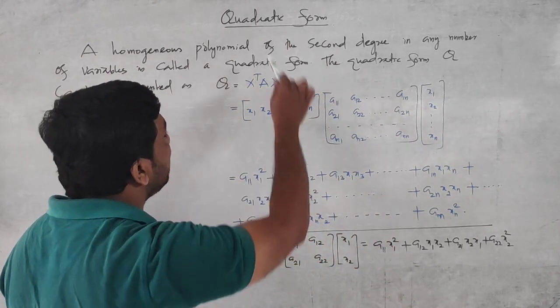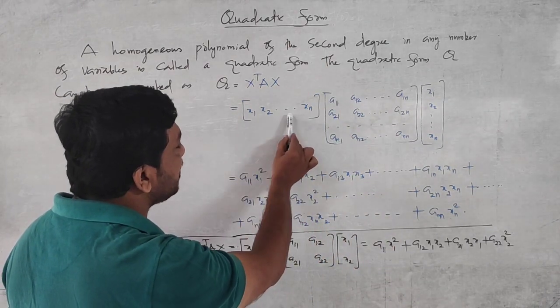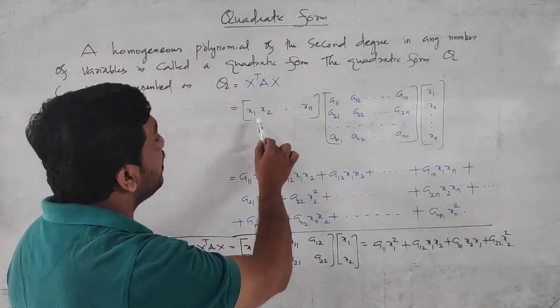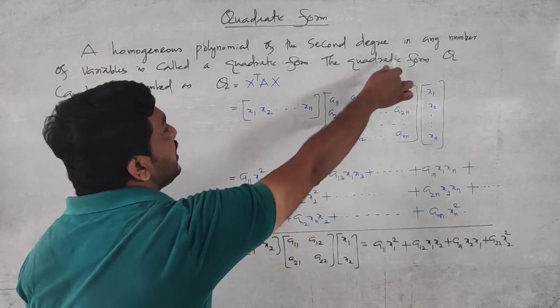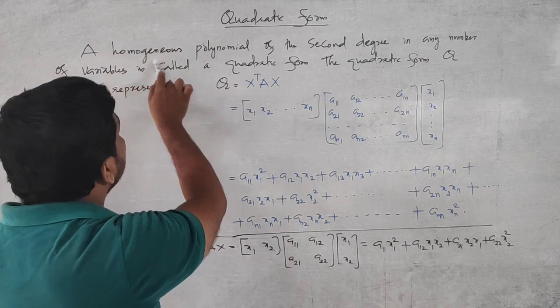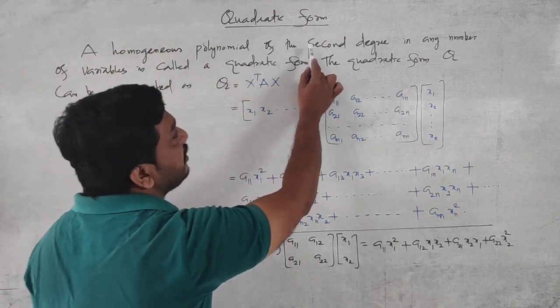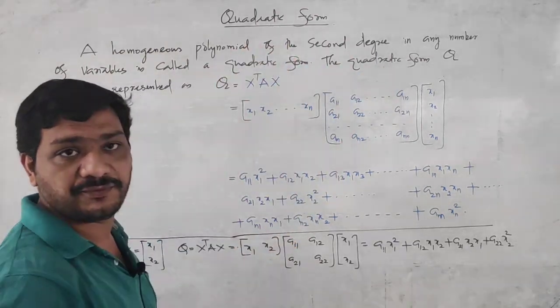Whether it is 2 variables or 3 variables, no problem, it does not depend on that. With any number of variables, you get a homogeneous polynomial of degree 2. That's why it is called a quadratic form.